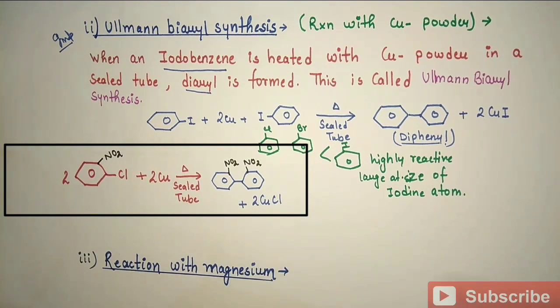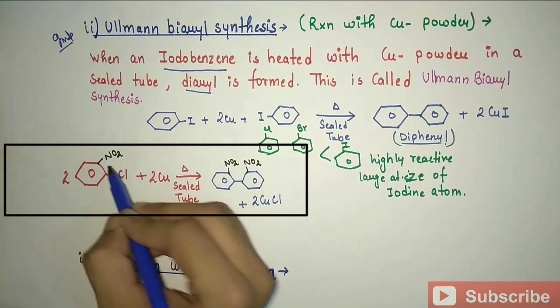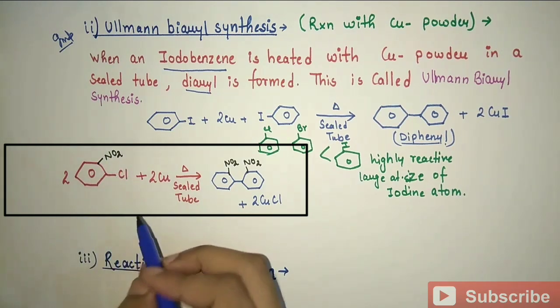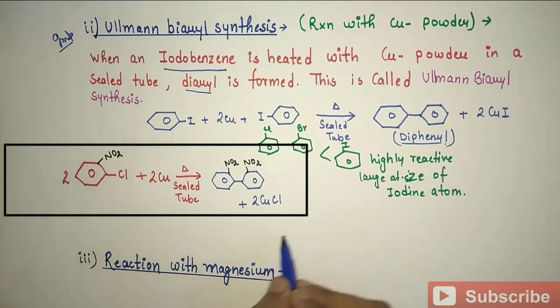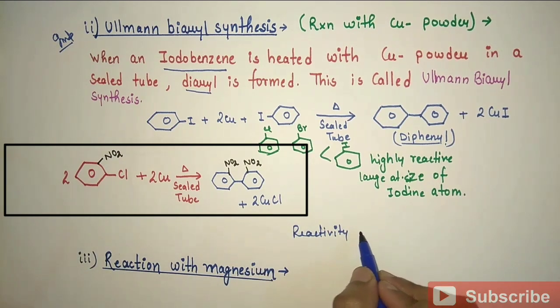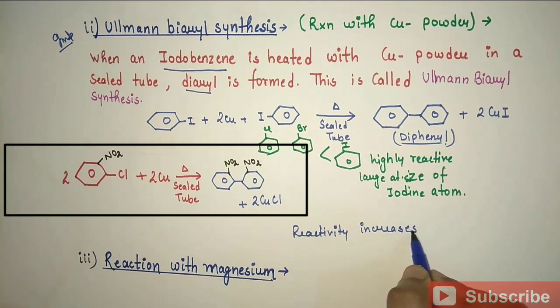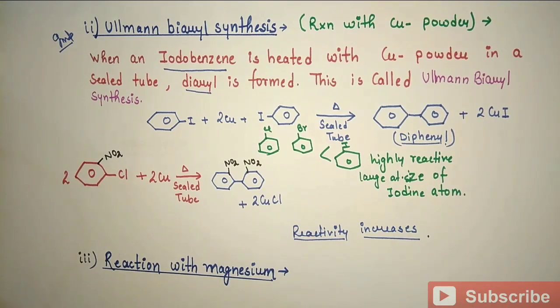So what happened when we attach the electron withdrawing group at the ortho and the para position? Its reactivity increases. Due to the electron withdrawing group, the reactivity of chlorobenzene or bromobenzene increases. So that's why they can undergo the Ullmann biaryl synthesis.